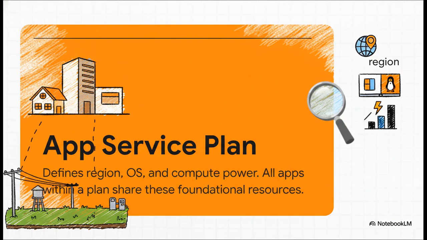Okay, so the very first thing you need is something called an App Service plan. This is your foundation. I love this real estate analogy. The App Service plan is like the plot of land you're renting. You get to decide where it is by picking a region, what kind of foundation it has, Windows or Linux, and how big it is by choosing the amount of compute power.